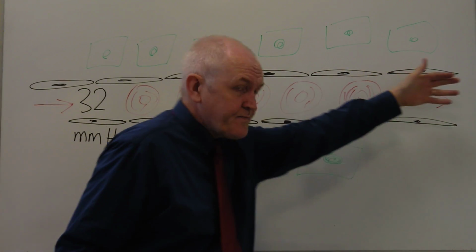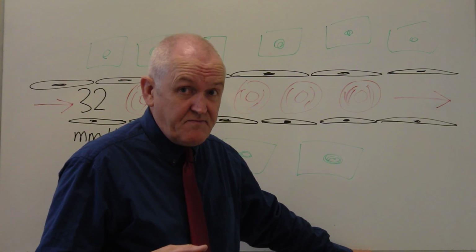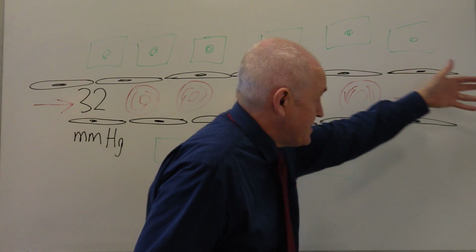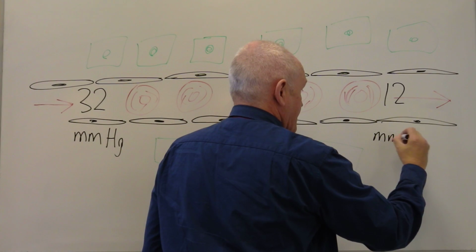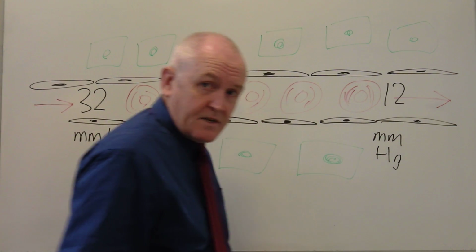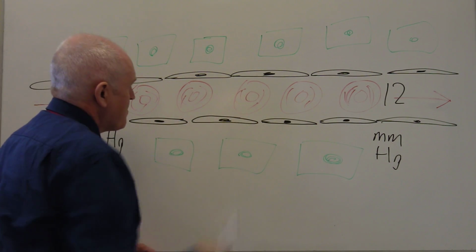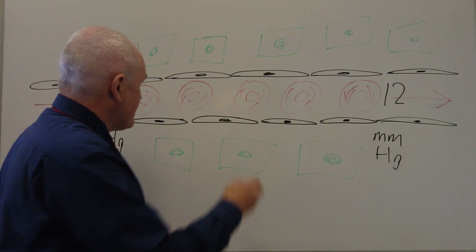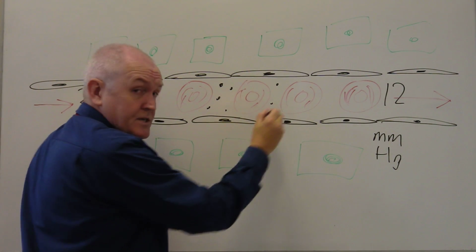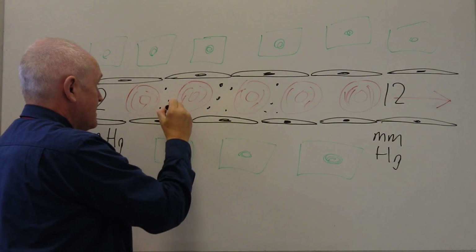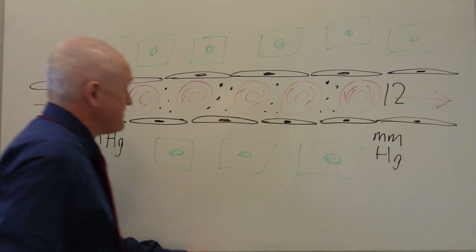But as it goes through, well, we know that the pressure in veins is lower than the pressure in arteries. And this is going to feed into the venous system, so the pressure is going to be lower, maybe about 12 millimeters of mercury at the venous end of the capillary. Now, we've got red cells in the blood, of course, and we also have plasma proteins. The most ubiquitous plasma protein, the most common plasma protein, is albumin, a very large molecule.